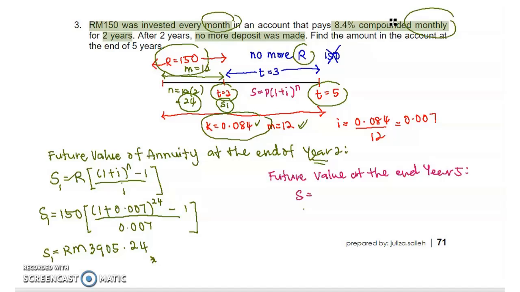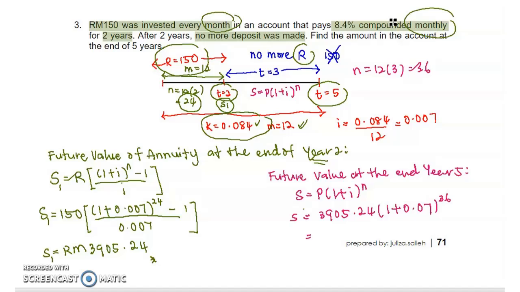So S equals P(1 + i)^n. Now our principal is 3905.24, (1 + 0.07). And how about n? Another 3 years, right? So n equals m times t, which is 36.